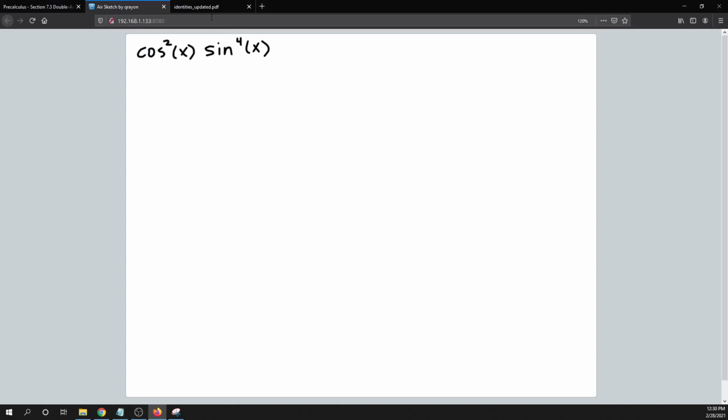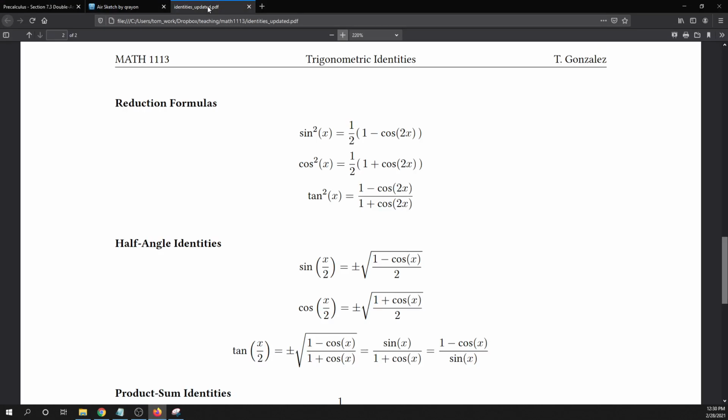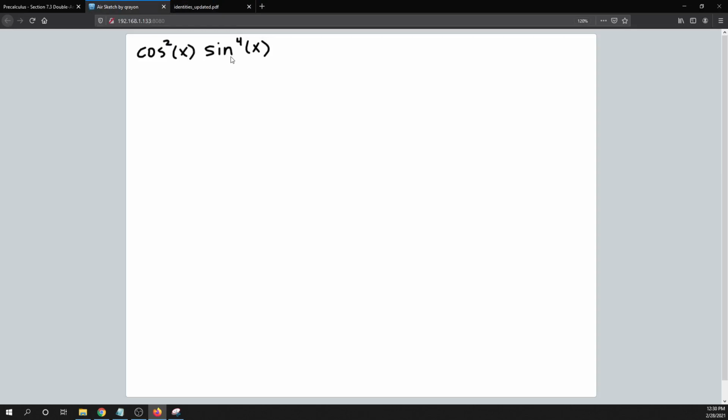Looking at the power reduction formulas, I can see that I have power reduction formulas for sine squared, cosine squared, and tan squared, but not for the fourth, right? So what you want to do when it has the fourth power like that is to rewrite it as a power of sine squared. So in other words, write it like this.